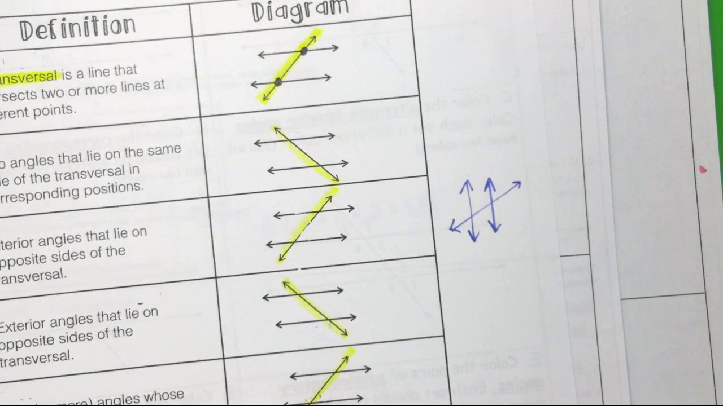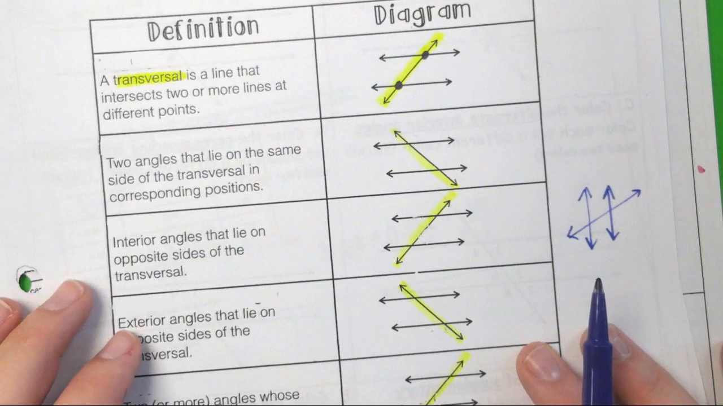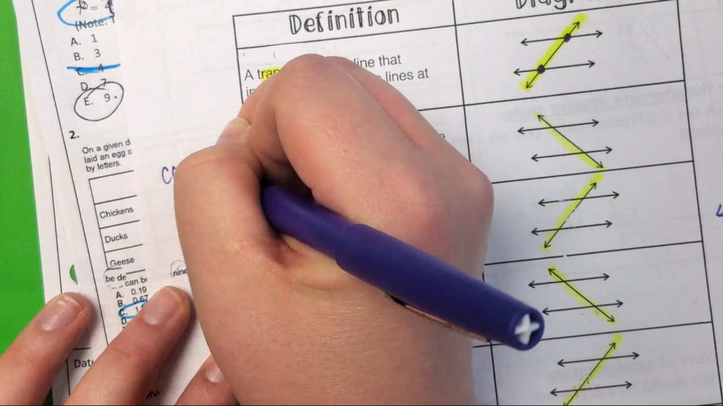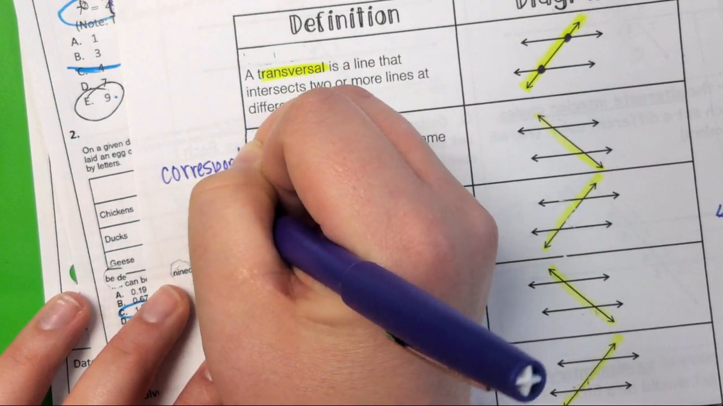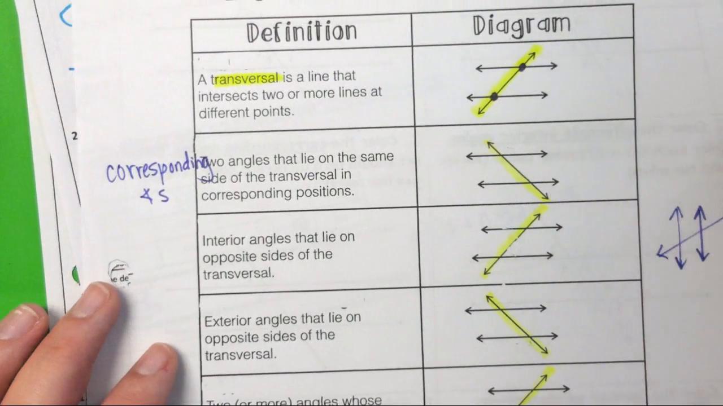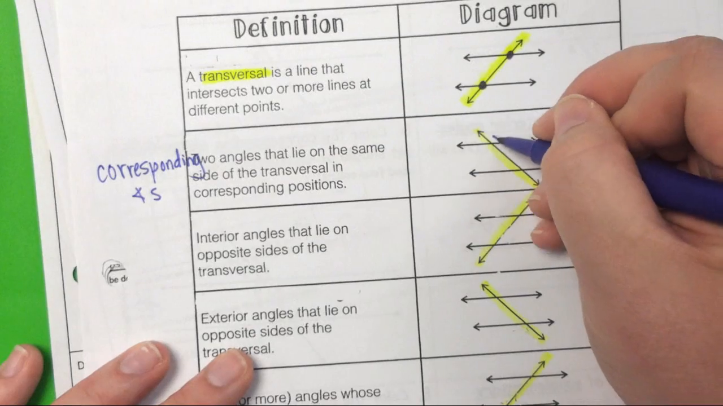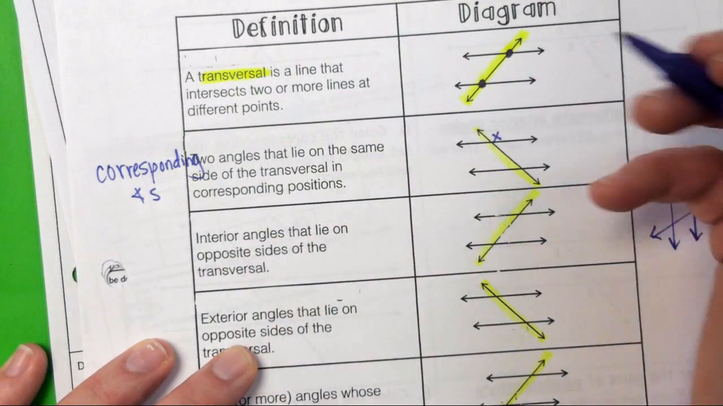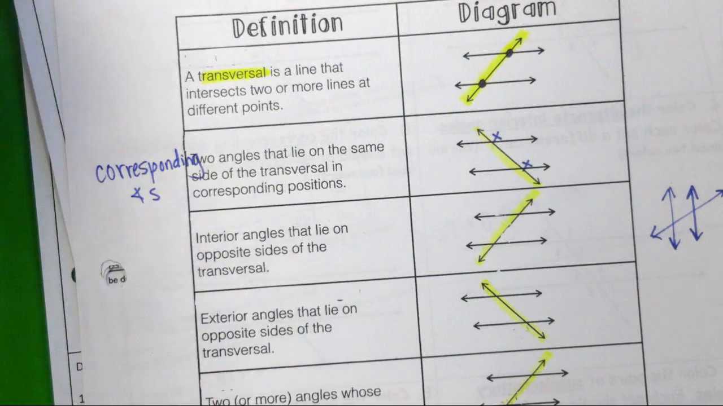Okay, the second box says two angles that lie on the same side of the transversal are in corresponding positions. So I'm going to write out to the side, this is for corresponding angles. When I sleep at night, I always sleep on the top right spot of my bed. That is my spot. So if I go to a hotel, I'm still going to sleep on the top right spot of that bed. So corresponding is like sleeping in the same spot in your bed.